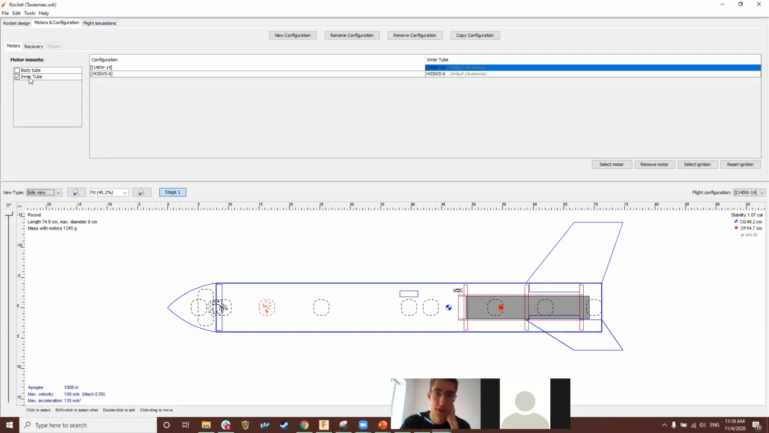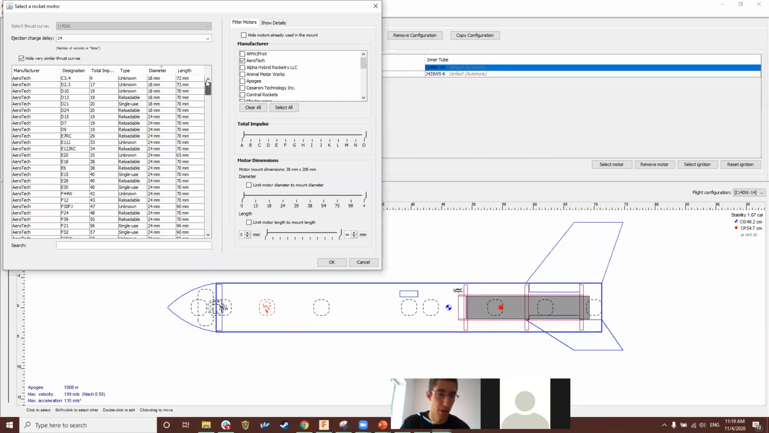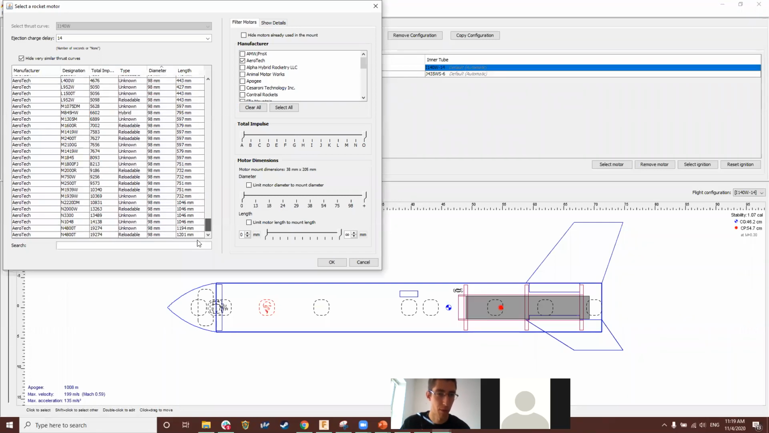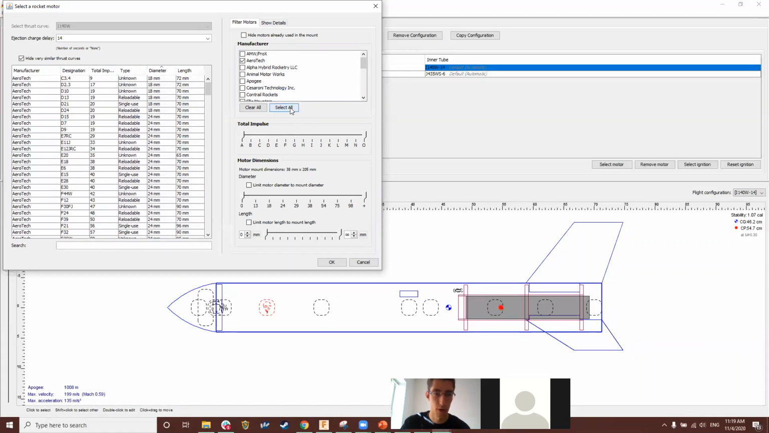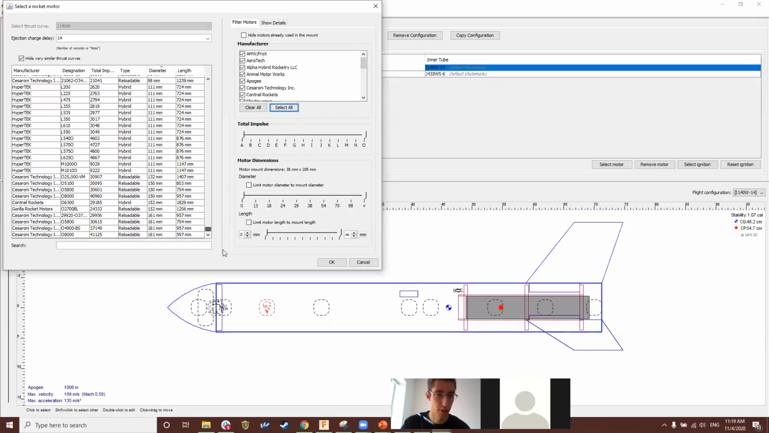So I'm using inner tube for the rocket motor mount. Then I can choose motors, and here's the list of all commercially available rocket motors. Well, there are more of them. There's quite a lot to choose from.